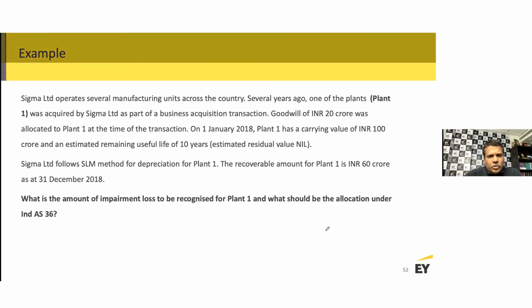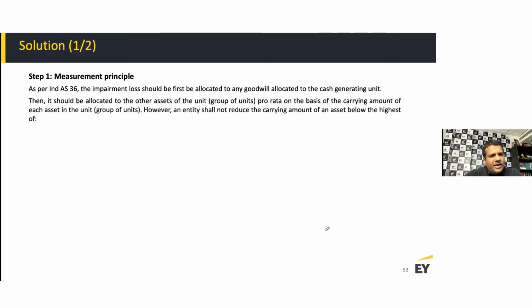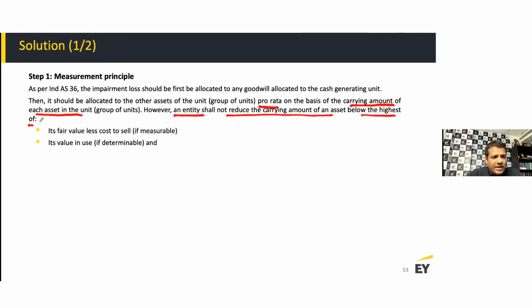Measurement principles as per Ind AS 36: the impairment loss should be first allocated to any goodwill allocated to the cash generating unit, and then it should be allocated to other assets of the unit pro rata on the basis of the carrying amount of each asset in the unit. However, an entity shall not reduce the carrying amount of an asset below the higher of its fair value less cost to sell, its value in use, and zero. It can't go below zero.